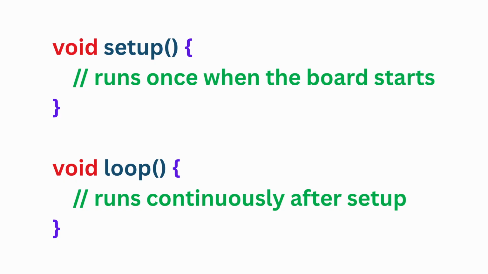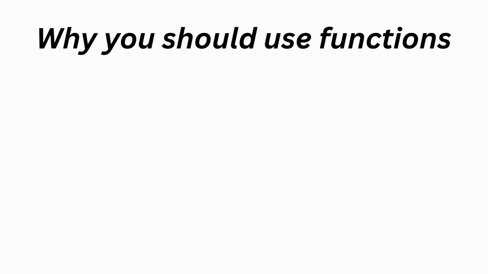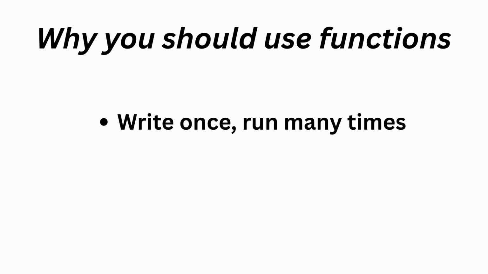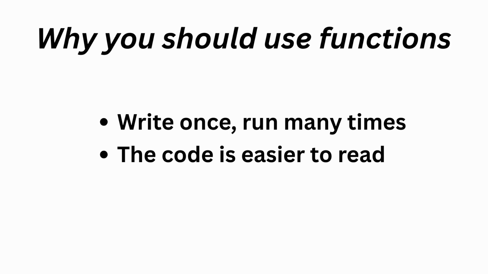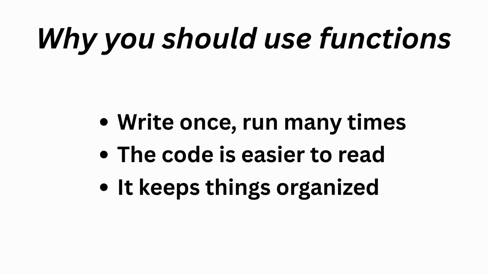In Arduino, you've already used two special functions: setup and loop. But you can create your own custom functions too. These structures are important because they help avoid repetition: write once, use many times. It makes your code easier to read. It's easier to understand what blinkLED does than to read 5 lines of blinking code repeated all over the place. It keeps things organized. Split your code into logical parts.